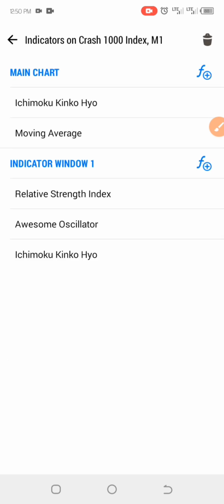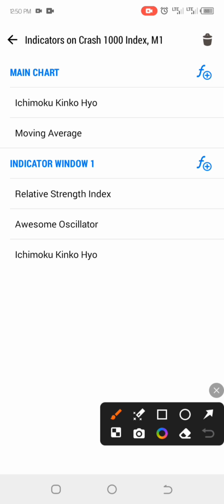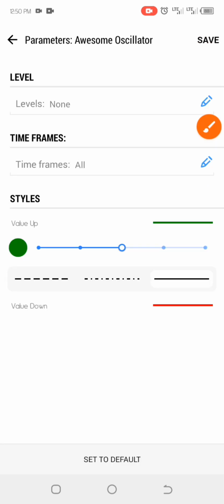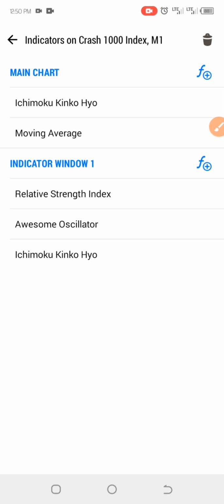Once you do that, you are going to have your RSI in your chart. Now remember, once you have the RSI up, it's automatically going to be in your indicator window 1. The remaining indicators we are going to be adding are going to be in our indicator window 1. Now the next thing you have to do is click on the F plus on your indicator window 1, scroll down, search for your oscillator, just set it as default, then click on save, and you're going to have your oscillator in your chart.